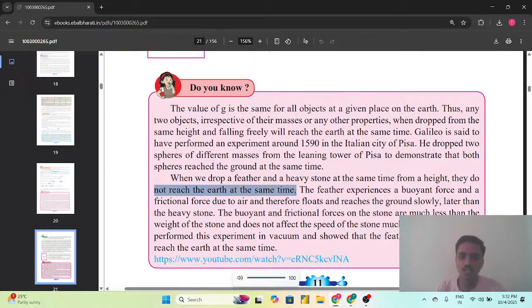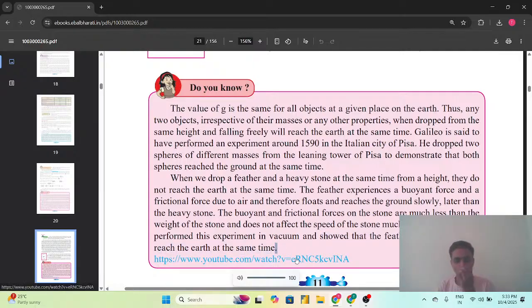they do not reach the earth at the same time. The feather experiences a buoyant force and a frictional force due to the air, and therefore floats and reaches the ground slowly, later than the heavy stone. The buoyant and frictional forces on the stone are much less than the weight of the stone and do not affect the speed of the stone much. Recently, scientists performed this experiment in a vacuum and showed that the feather and the stone indeed reach the earth at the same time.